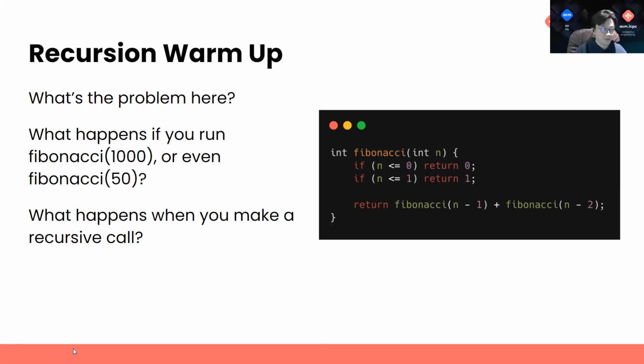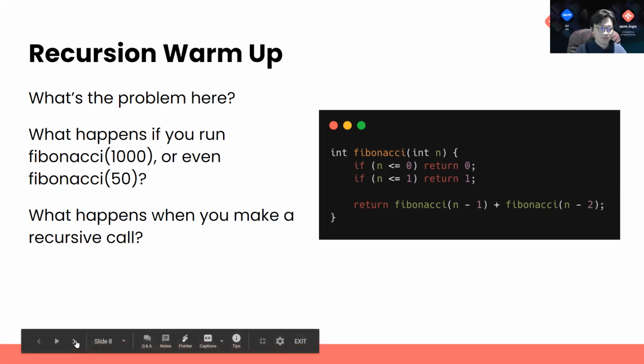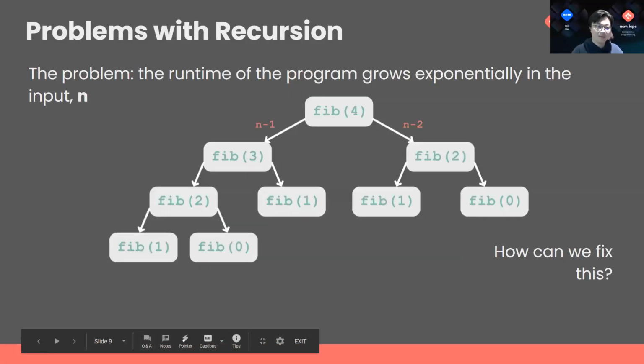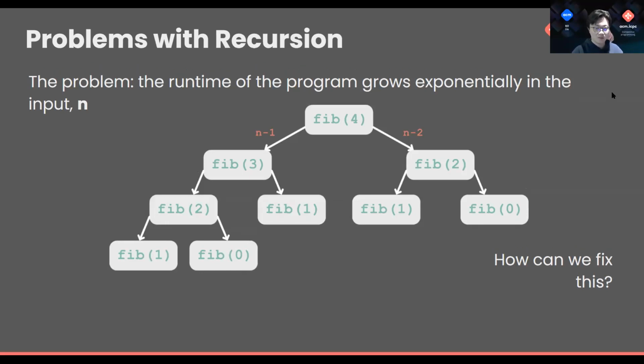Right, yeah. So Jackson is completely correct. The problem with recursion is that the runtime of the program grows exponentially with the input n, because each time we make a call to the Fibonacci function, we split it off into 2 function calls. So we have effectively an exponential number of actual function calls, right? So how can we fix this?